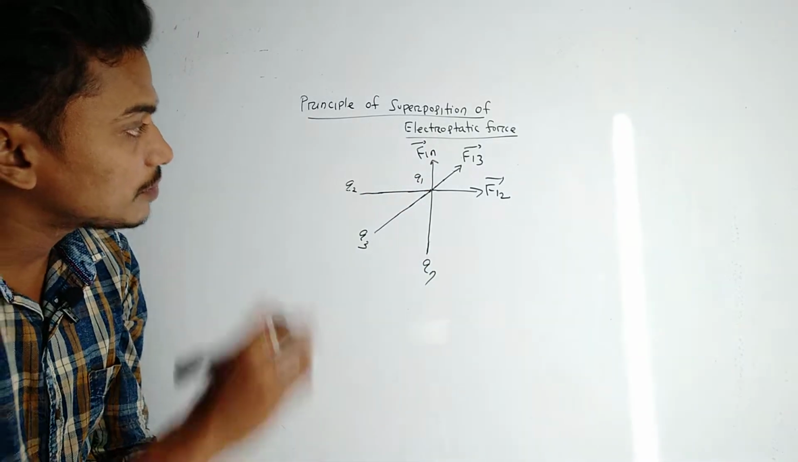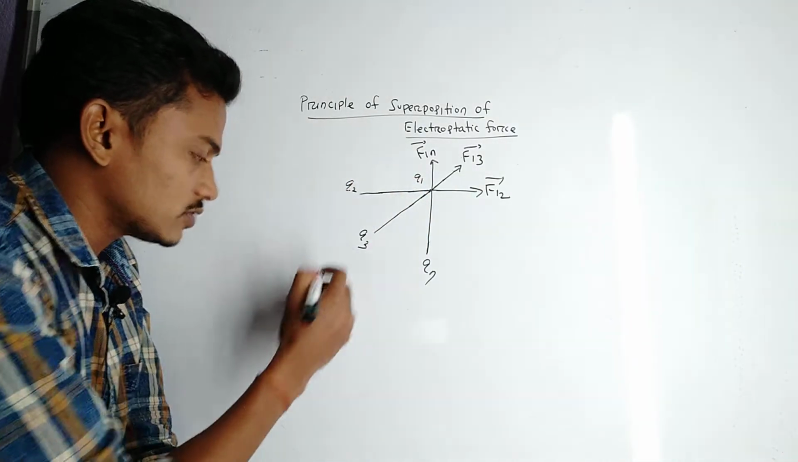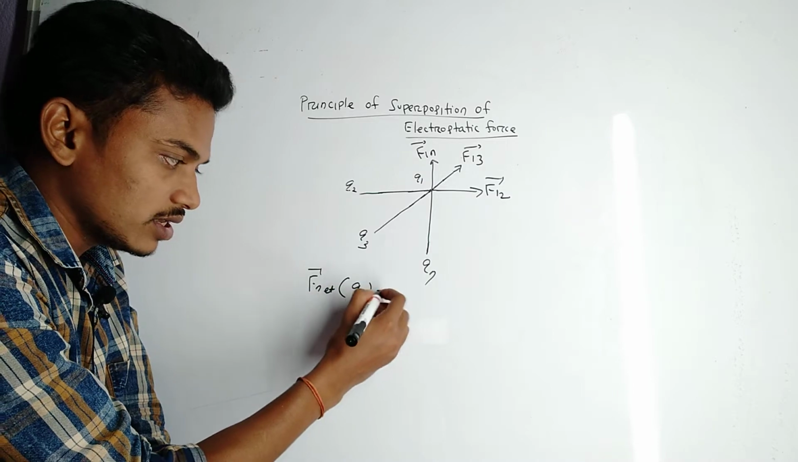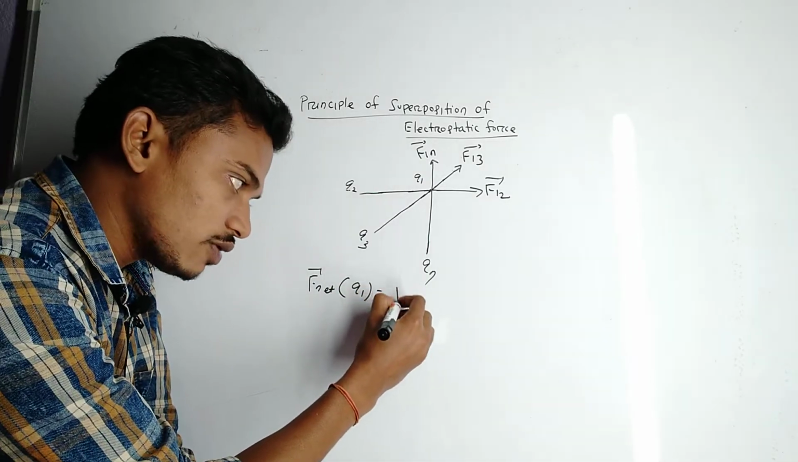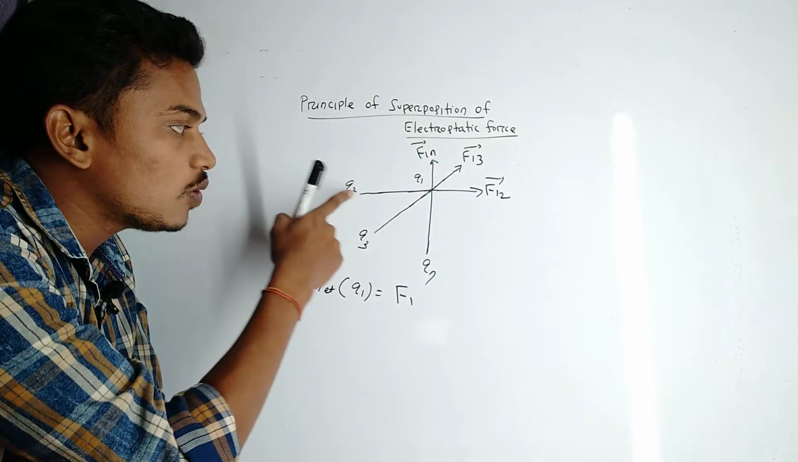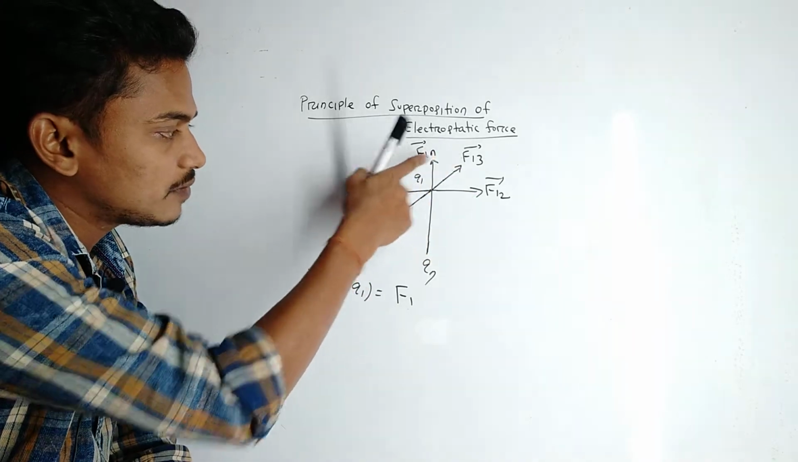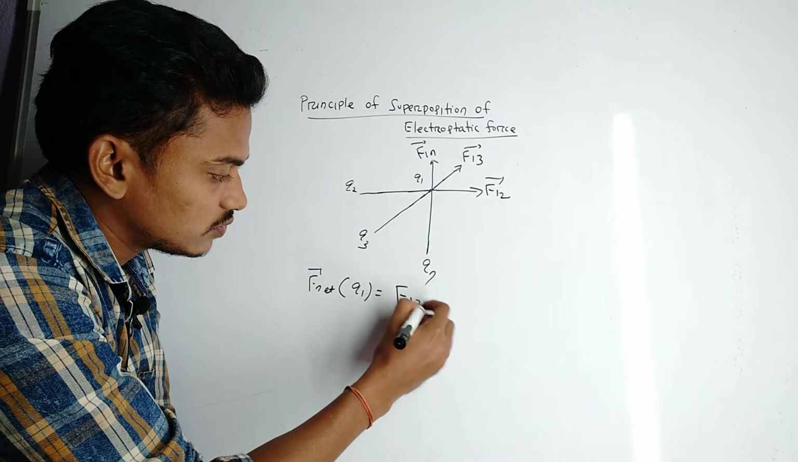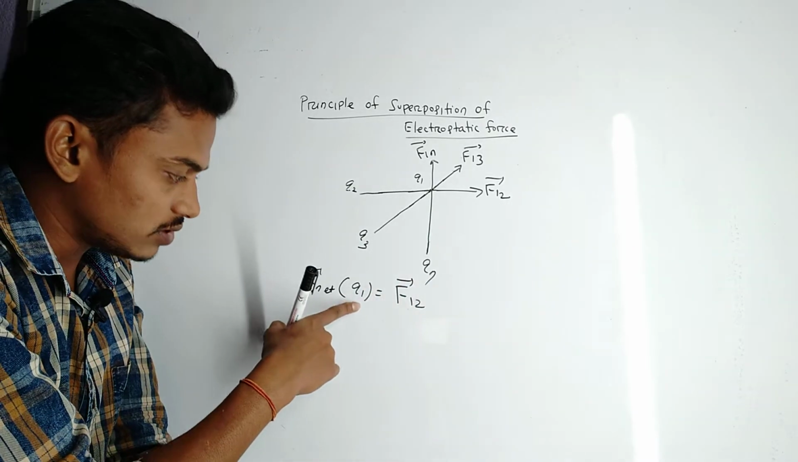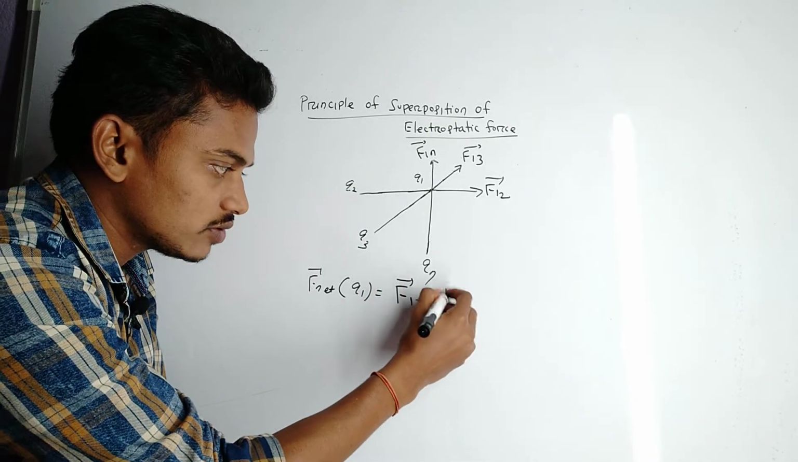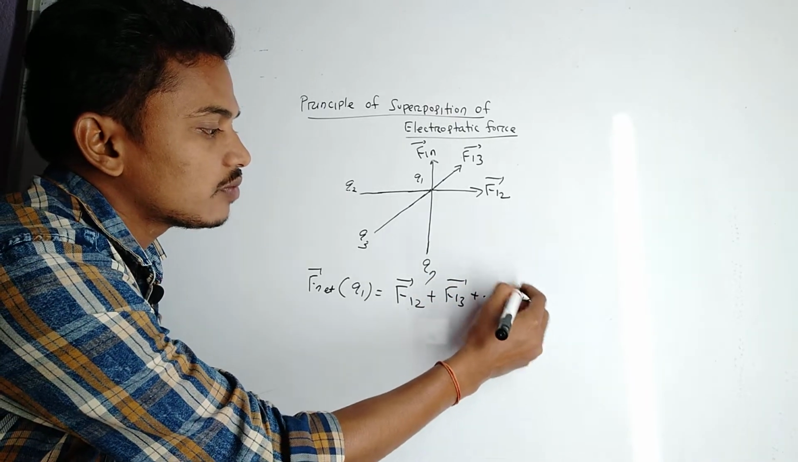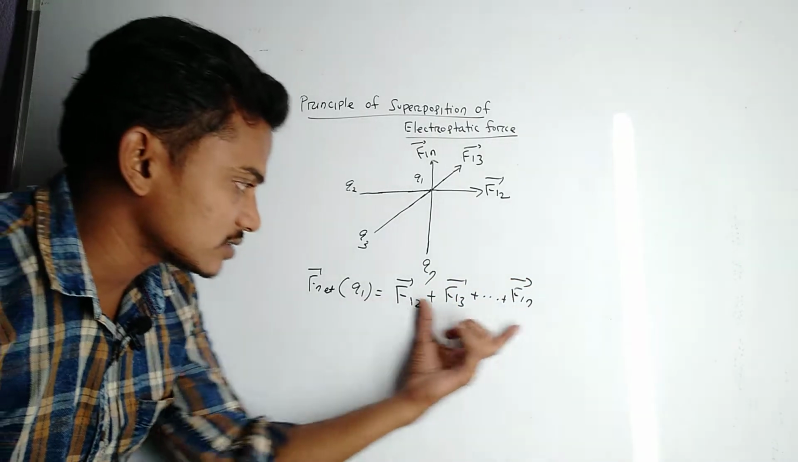So the principle states that the net force F net on the charge q1 is equal to the vector sum of all the forces due to the other charges nearby it. So F net on the charge q1 is F12 plus F13 up to F1n. This is the vector sum.